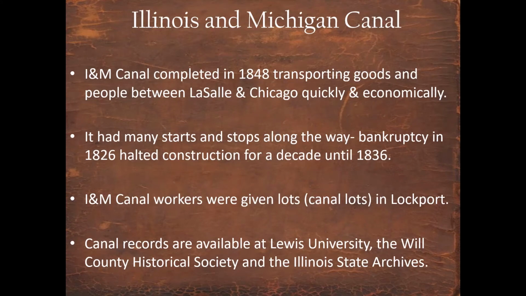So what about the Illinois-Michigan Canal? I mentioned, taking a look at the locks, between Lockport and Channahon. What's interesting to note about the I&M Canal is that it started and stopped multiple times. So it wasn't actually completed until 1848. It was originally started in the early 1820s. It wound up going bankrupt in 1826, which halted construction for an entire decade. It wasn't until 1836 that Illinois and Congress were able to come to an agreement to then begin the digging and the building of the canal.